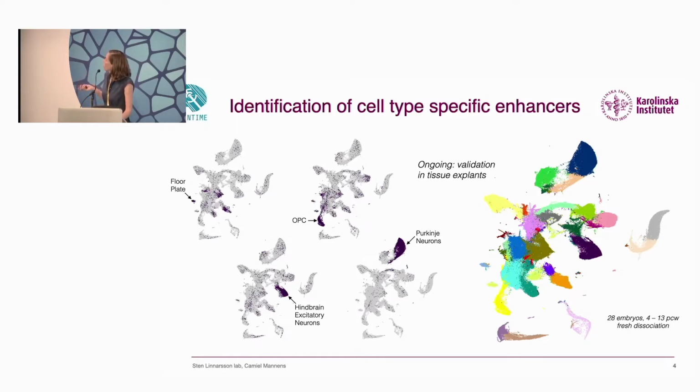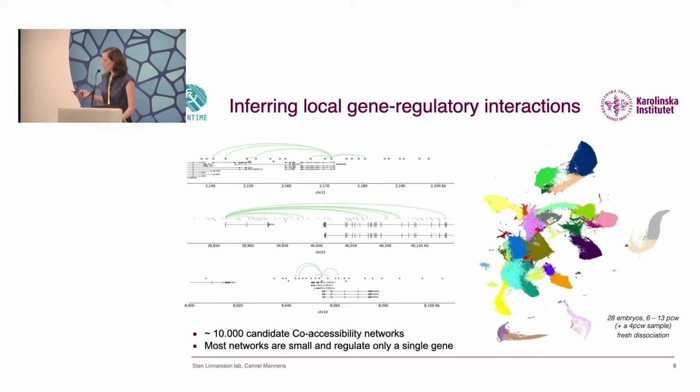Here just showing 4 examples of such cell type specific enhancers, for Purkinje neurons, hindbrain excitatory neurons, OPCs, and floor plate. Currently validation is being performed in tissue explants. And then finally, of course, one can now look into gene regulatory interactions, and what they found was a set of around 10,000 candidate co-accessibility networks that were rather local and regulating single genes. Here showing, for example, tyrosine hydroxylase that is expressed in dopaminergic neurons and its interactions with putative enhancers and target genes. And so this is great.